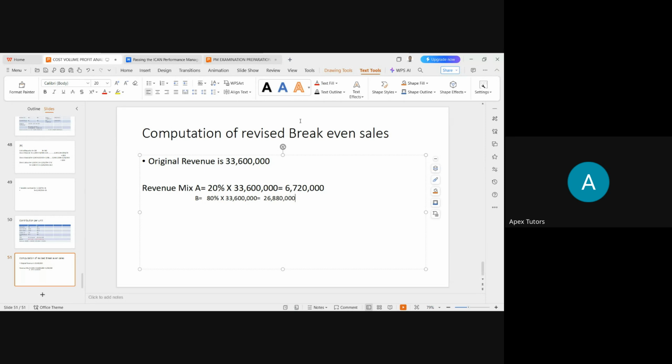Now, the selling price per unit is what? This is the revenue for each product A and B. Based on the revised, adjusted price, the selling price for product A still remains the same at 120, and the selling price for B is now 160.